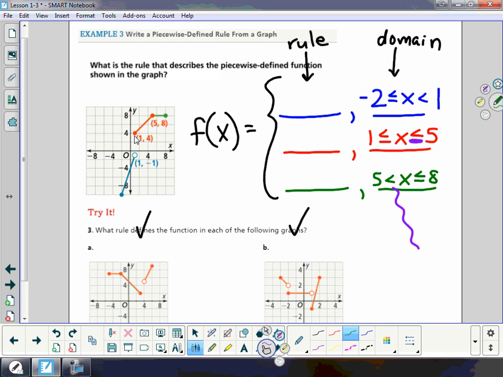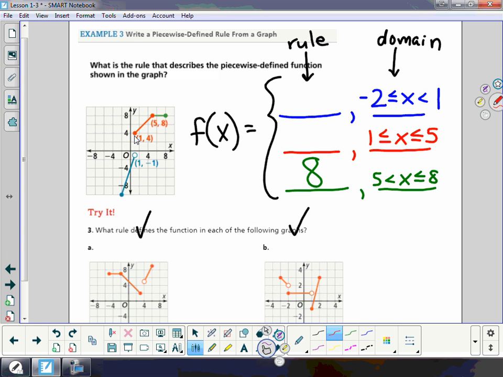Let's work backwards from green to red to blue to come up with the equations now. The green line, which I'm going to trace over in purple, is just the line y equals 8. Anytime you have a flat line, y equals whatever y value that flat line is at. This is up 8. That's the equation, y equals 8.